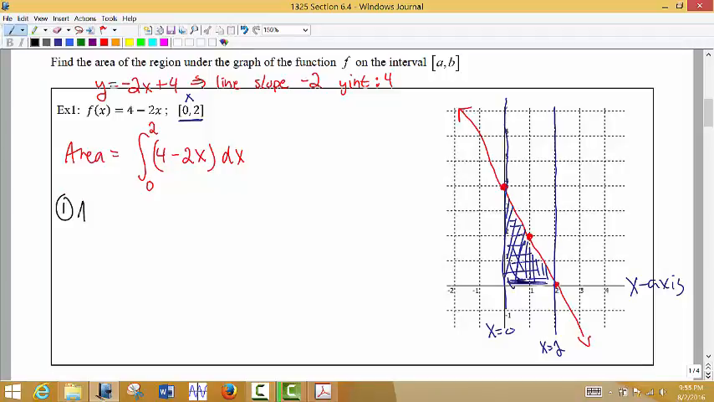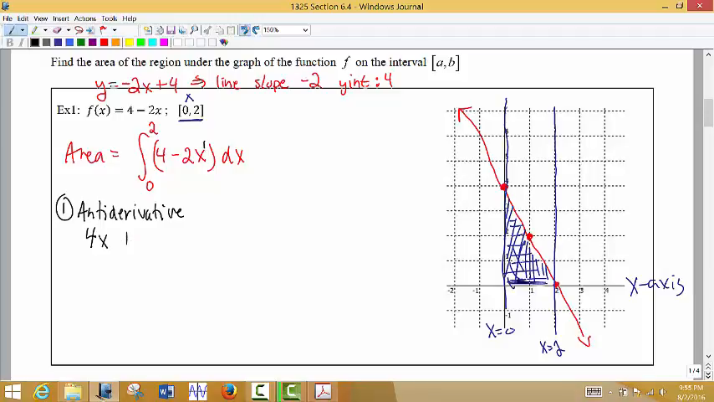So the first thing we want to do is find the antiderivative. That's really easy to find, right? We've been doing that several times in the last two sections. The first term is 4, so the antiderivative of that would be 4x. Remember, if it's just a constant, we just multiply by x. What about minus 2x? Well, the exponent on x is 1.